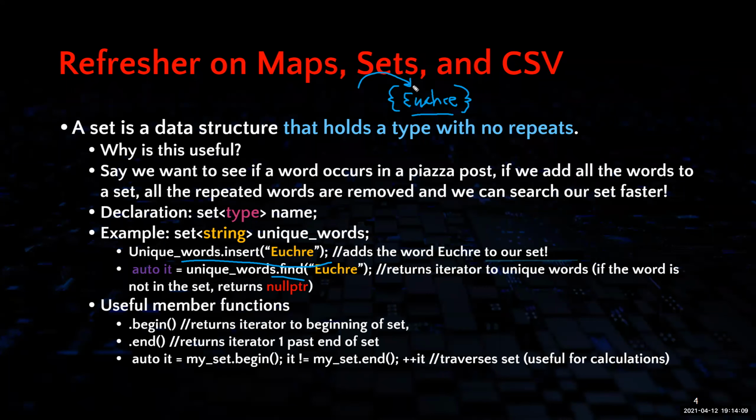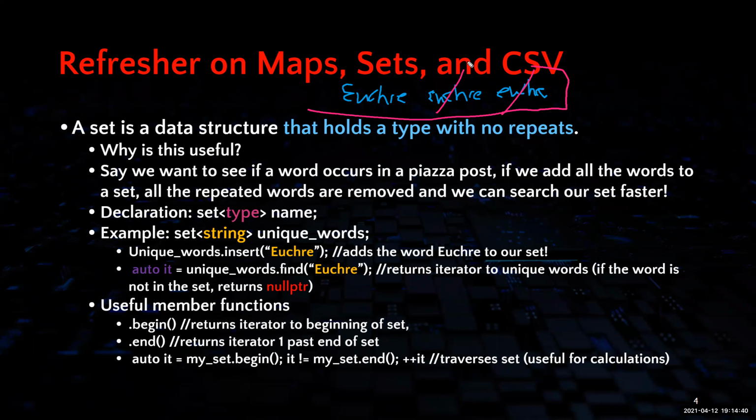This is really helpful because in the specifications for the project, it says we shouldn't count a word more than once per post. What that means is that if I have some post that's literally just euchre, euchre, euchre, like this, and I ask how many times does euchre appear in this post, we don't say 3, we actually just say 1, because we want to make sure our posts have no repeats of words. And we can do that by putting every word in our post into a set, and that will automatically remove all duplicates.